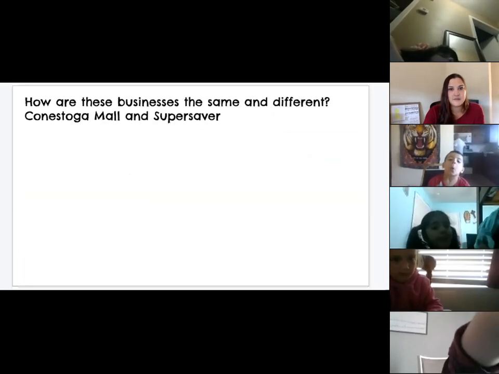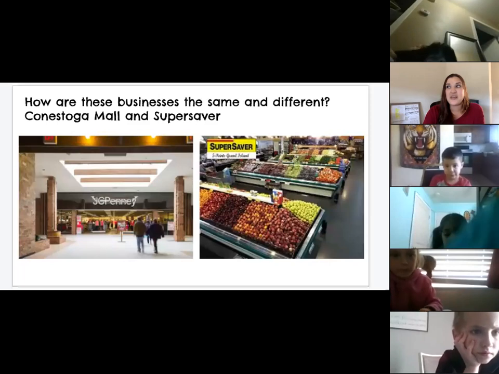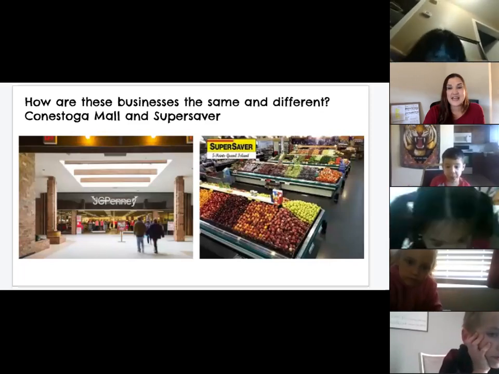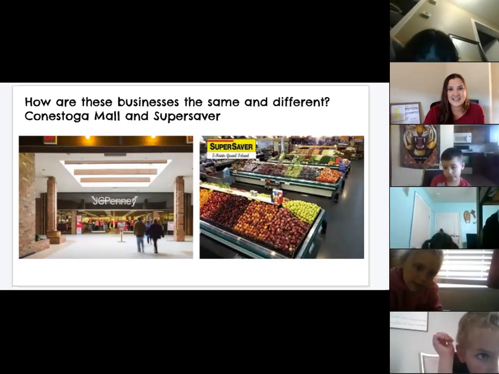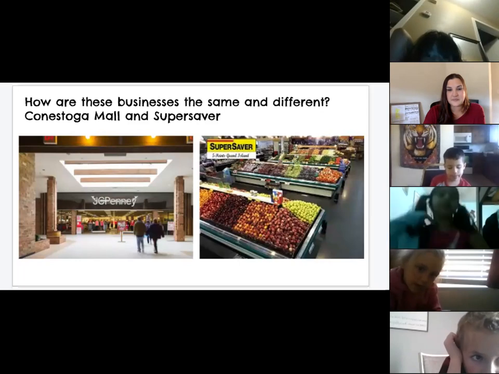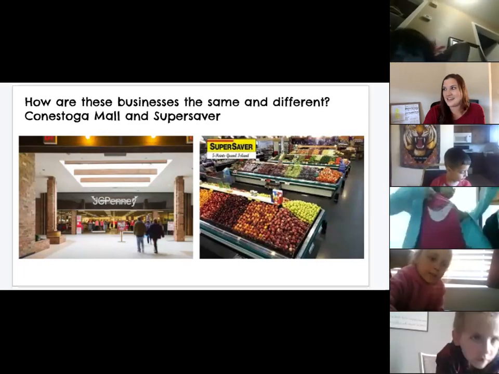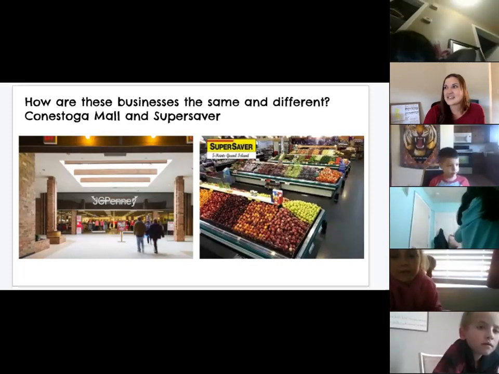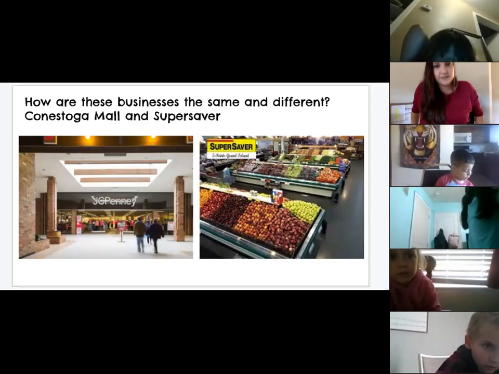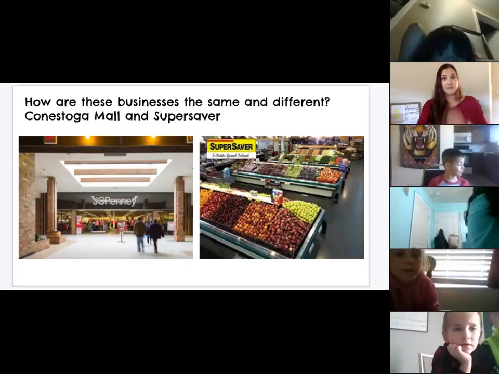Are you ready? How are these businesses the same and different? Do you guys recognize those places? That's the mall and that's a store. Yeah, it's the Conestoga Mall and Super Saver. So what is something about them that's the same?